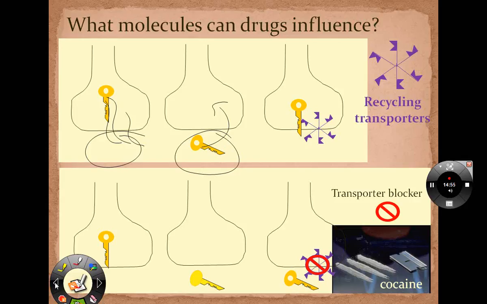I was just wondering, why do we have both? Why don't we just have a recycling transporter? That's a good question, too. Why do you think? I feel like it would make more sense just to recycle and keep them for later. Why are we breaking down and keep some?